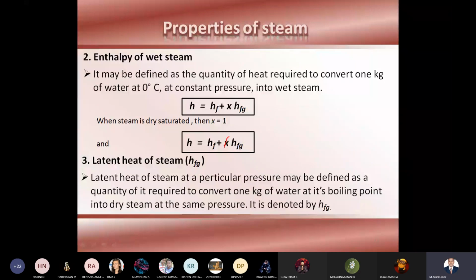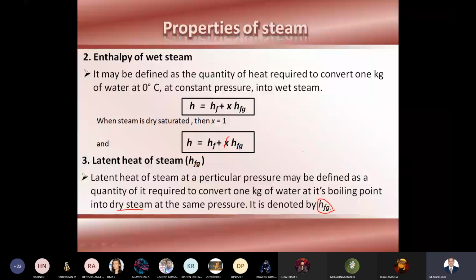Then the third property, latent heat of steam. So enthalpy of steam can be calculated. Latent heat of steam at a particular pressure may be defined as the quantity of heat required to convert 1 kg of water at its boiling point into dry steam at the saturation state at the steam pressure. It is denoted as hfg. This is the latent heat of steam. hfg can be calculated as hg minus hf.